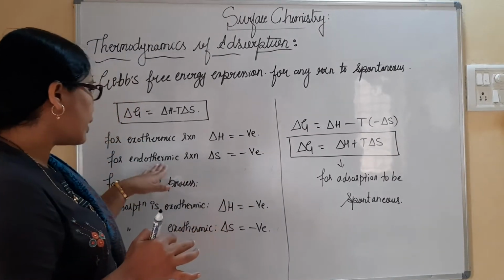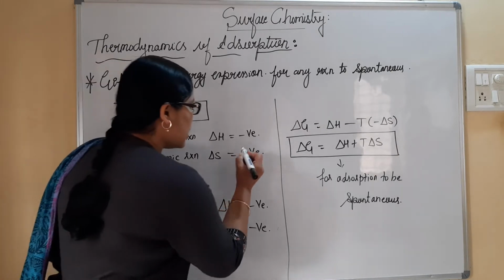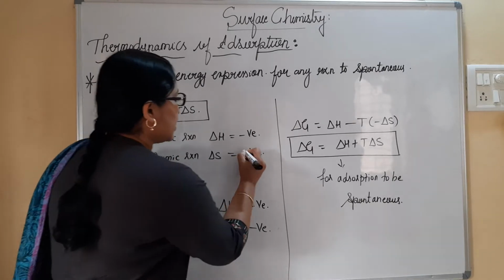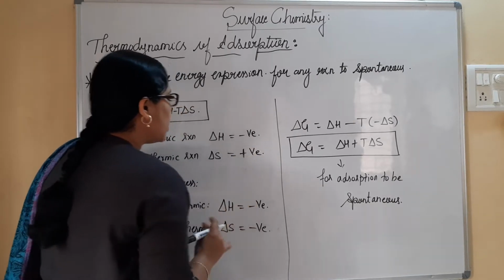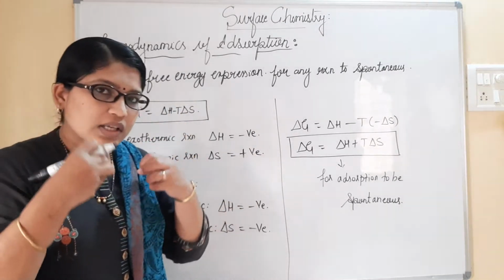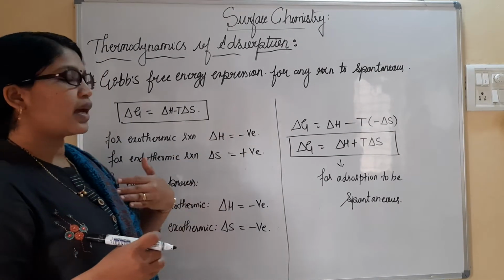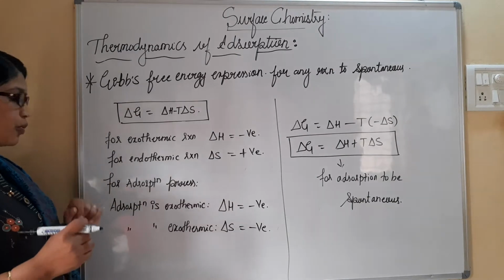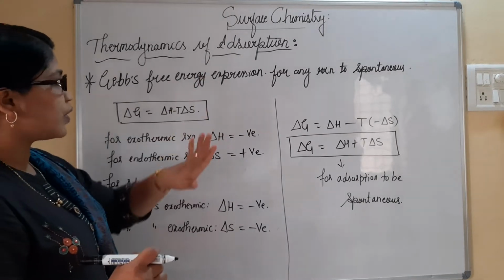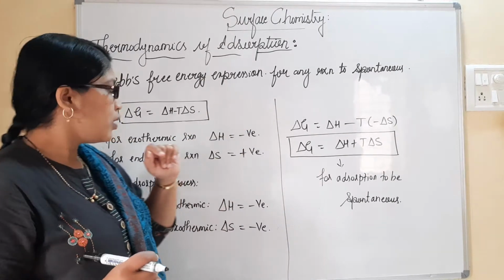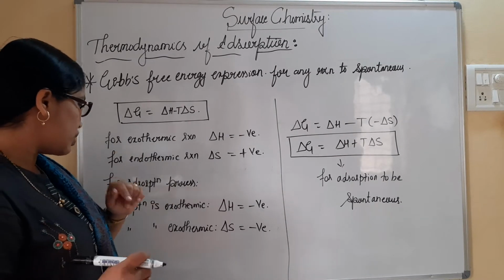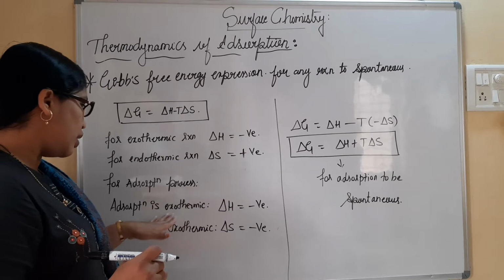For an endothermic reaction, sorry, it is delta S is positive. Delta S is positive. Positive energy is required. Negative in the sense energy is going to be released. Now let us see here for the adsorption process. These are the general Gibbs free energy we have seen here. Fine. And now we can see here for adsorption process, adsorption is exothermic.